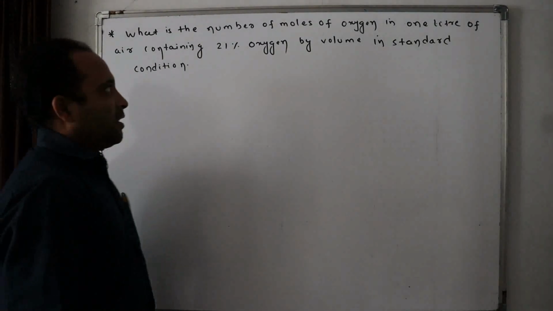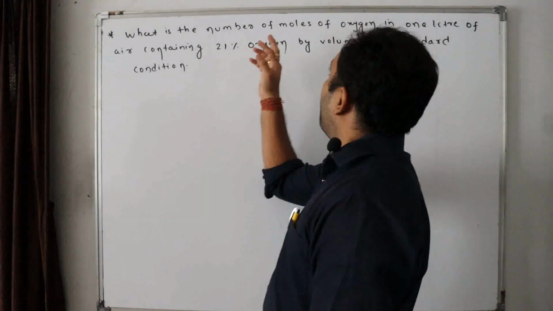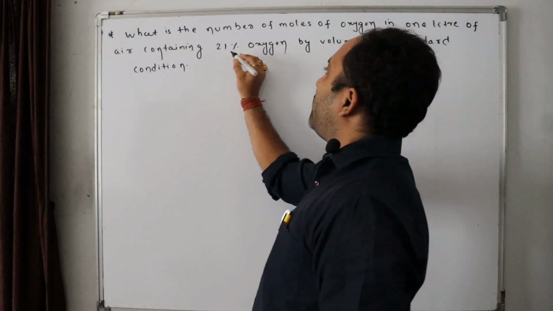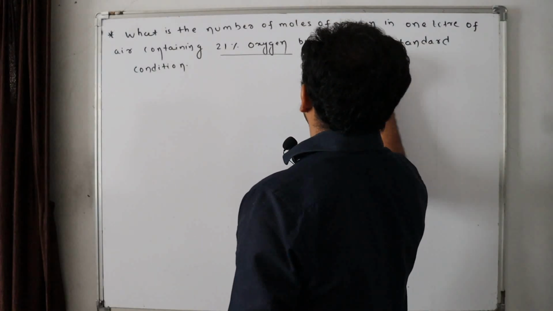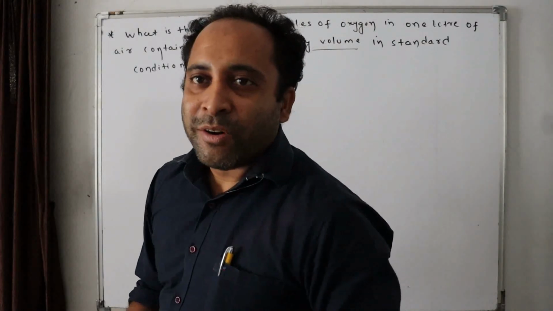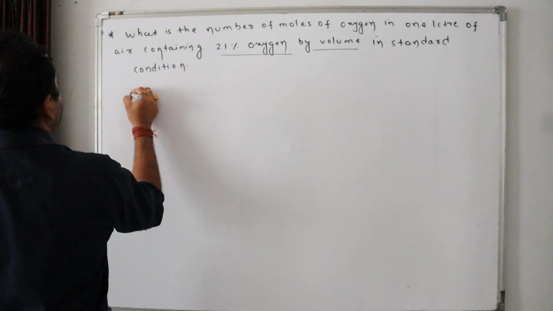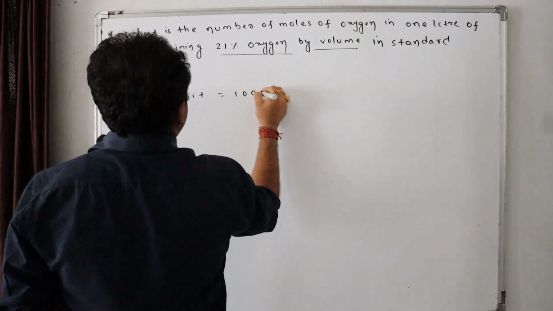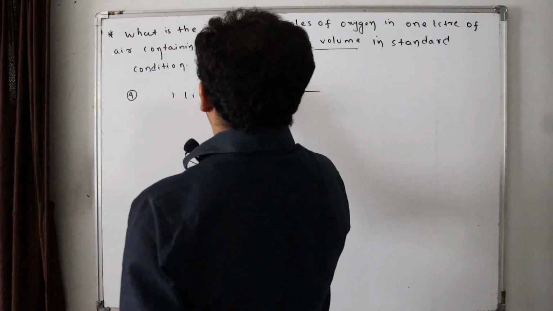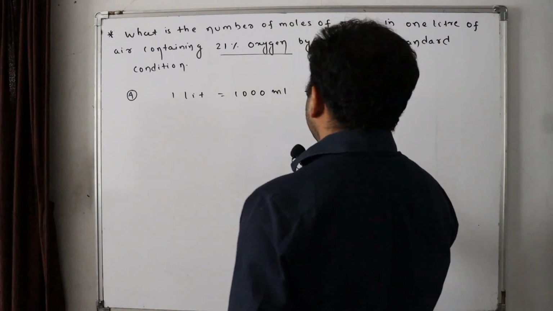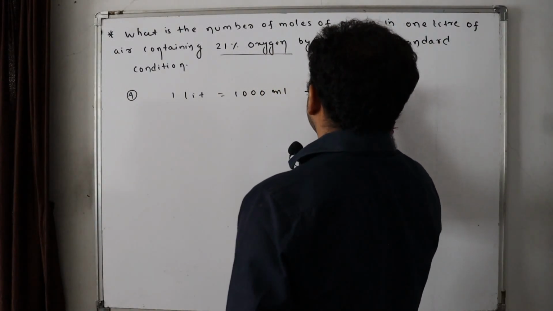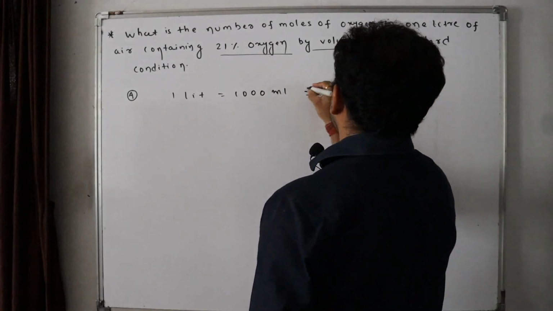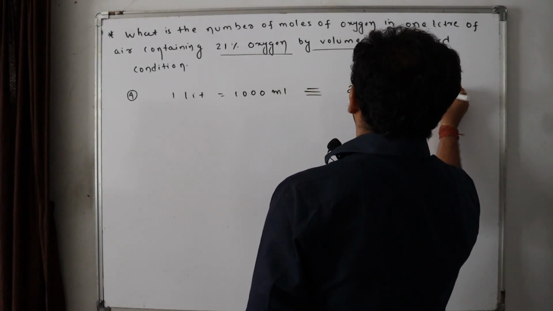Here comes the next question. What is the number of moles of oxygen in 1 liter of air containing 21% oxygen by volume in standard conditions? Okay, look here. Answer. 1 liter, that means 1000 ml, contains 21%, isn't it? 21% means what? 210 ml, contains 210 ml oxygen.